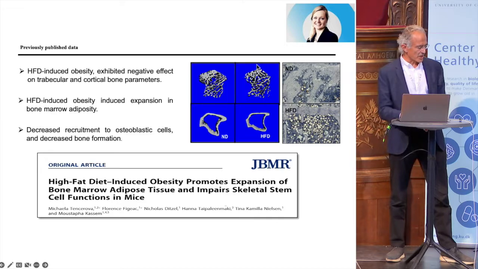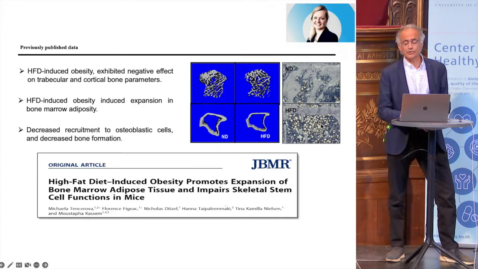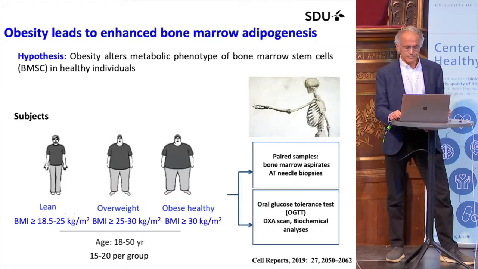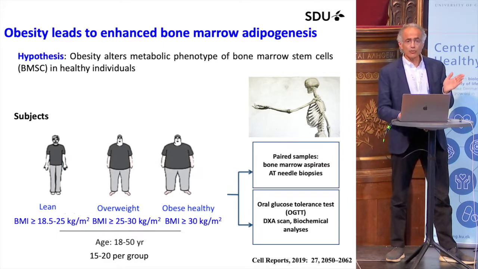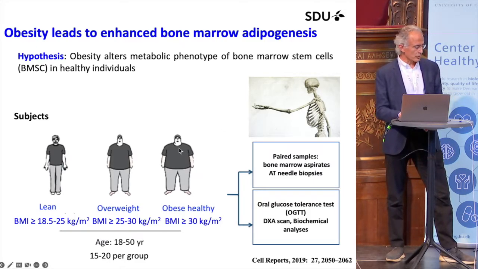So these are mice fed on a high-fat diet, and they exhibit reduced bone mass, both trabecular bone mass and cortical bone mass, compared with normal diet-fed mice. And this is also associated with increased adipocyte infiltration inside the bone marrow. We extended these studies into humans, and these were young human males, and we compared what's happening inside their bone, both at the tissue level, but also at the cellular and molecular level, going from lean to overweight to obese.